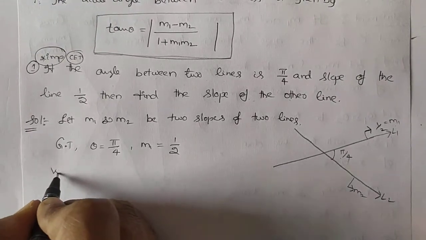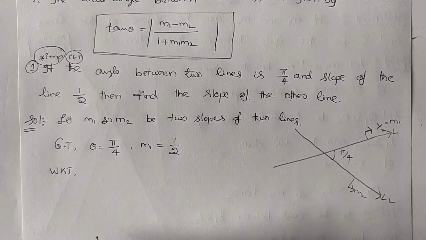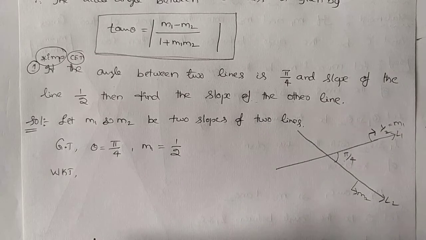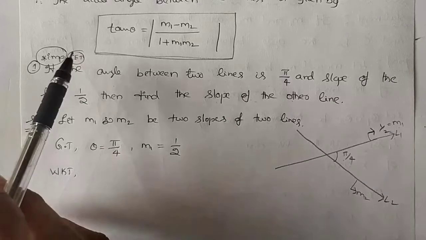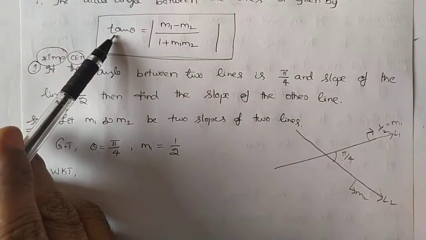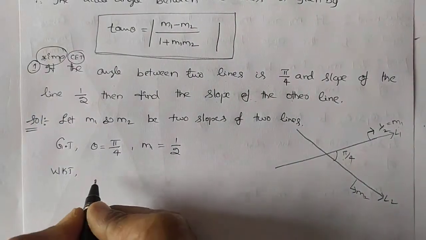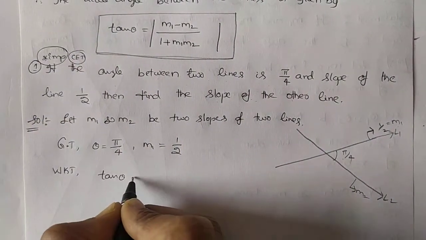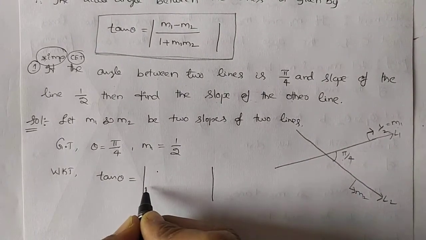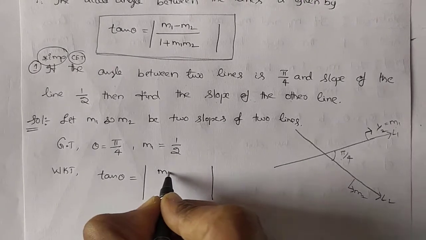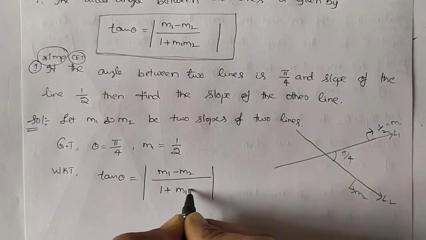Now we know the formula for the angle between the two lines. We already derived it. See the formula: tan theta equals modulus of (m1 minus m2) divided by (1 plus m1 m2). Instead of writing modulus, you can write plus or minus.